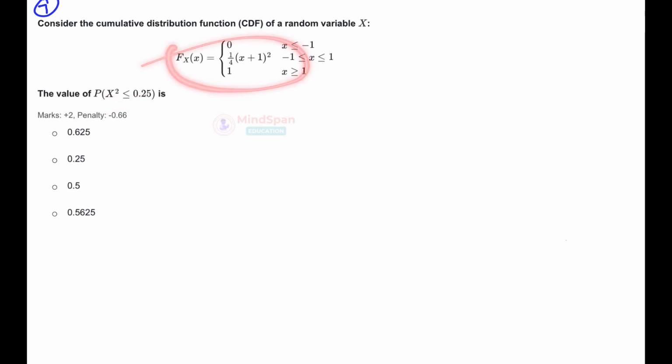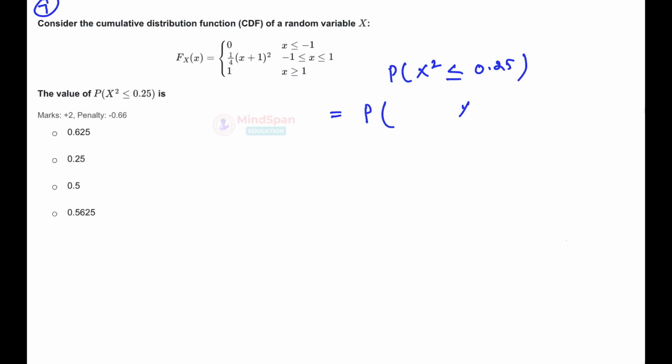And we have the distribution of random variable x. So the probability that this random variable x square takes the value less than or equal to 0.25 is equivalent to x being greater than or equal to minus 0.5 and less than or equal to 0.5, right? These two events are equivalent and both will have the same probabilities. So now we can work on the given CDF. x takes the value from minus 0.5 to 0.5, that will fall within this.